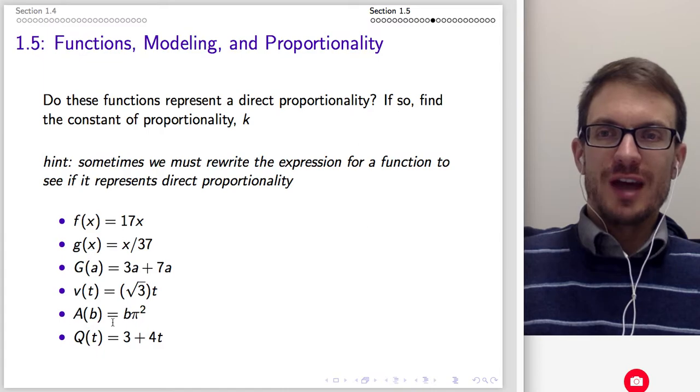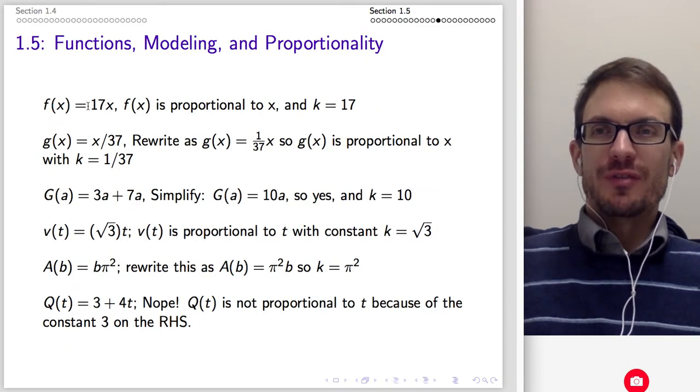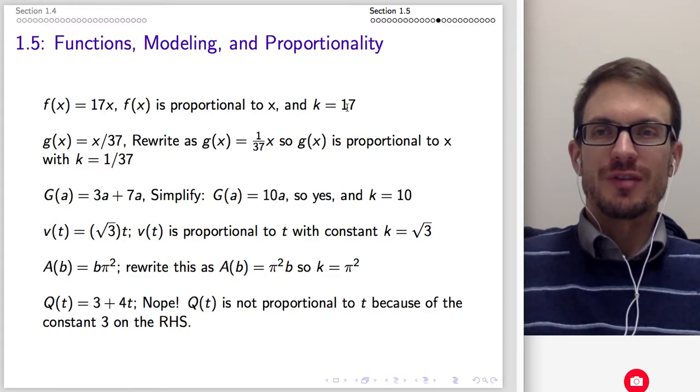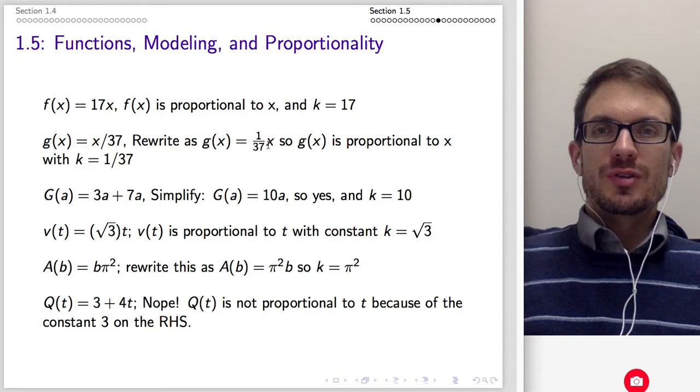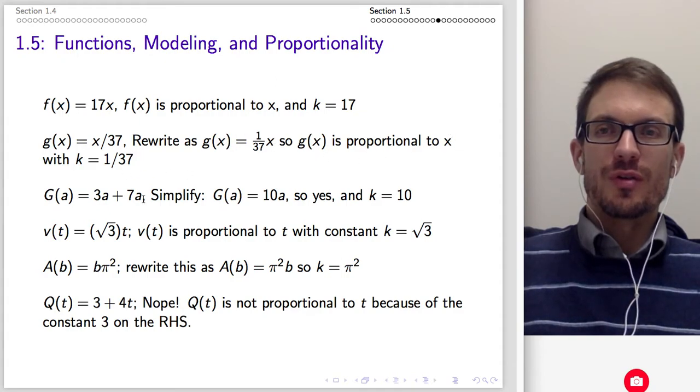Note, this is not the area of a circle, is it? The area of a circle is pi r squared. This is b pi squared. Okay, the first one, f of x is proportional to x, constant of proportionality is 17. The second one, g of x is proportional to x with k equal to 1 over 37.